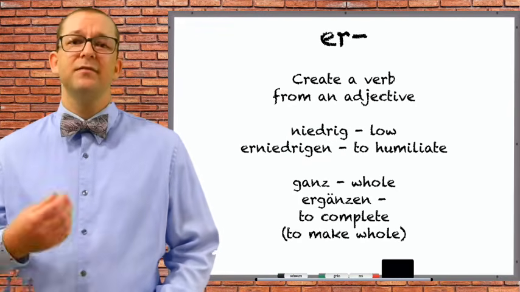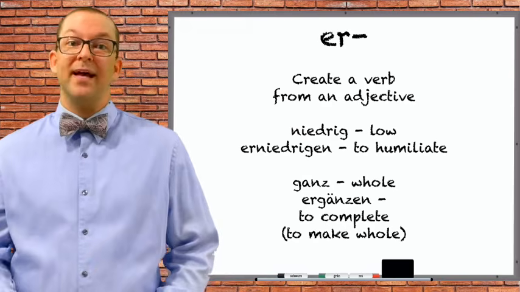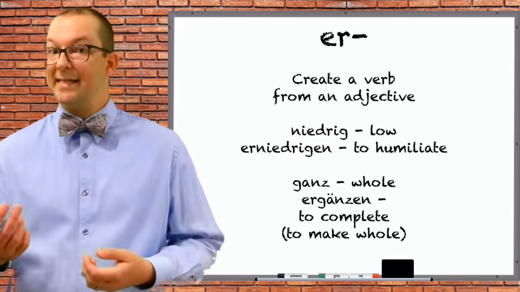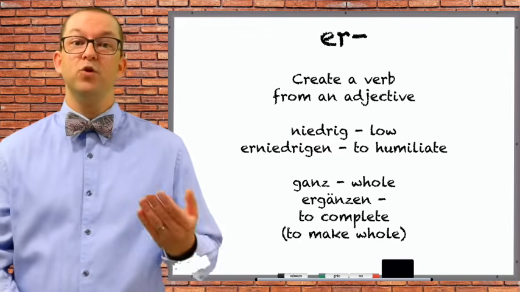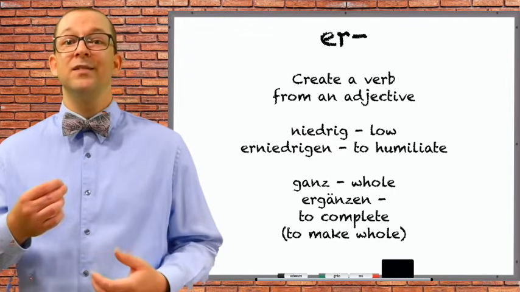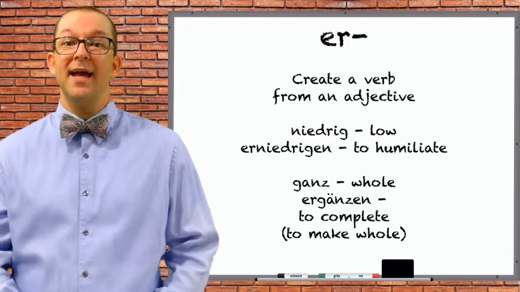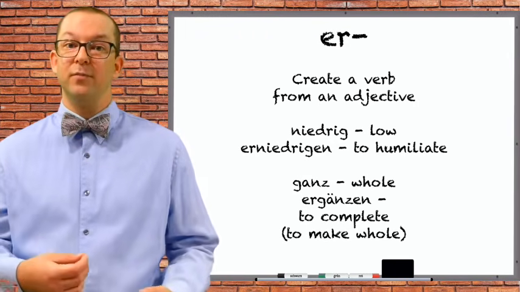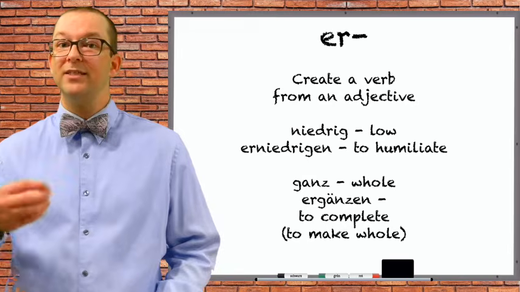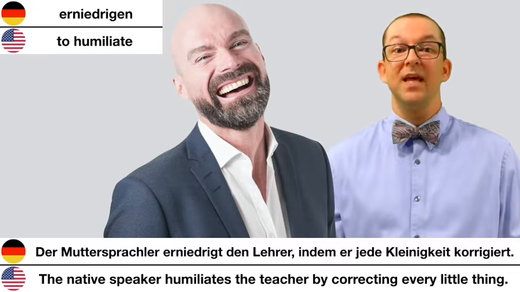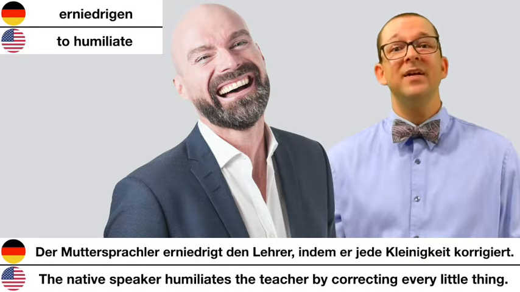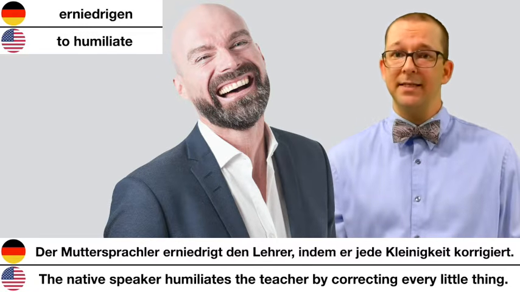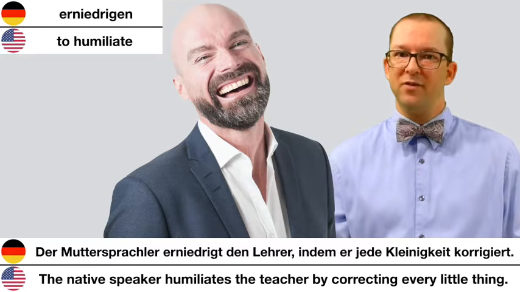For example, the adjective niedrig means low. When you add the prefix er and the requisite en at the end to make it into a verb, it becomes erniedrigen, which is to humiliate, literally to make someone low. As I mentioned before, er initiates the action of the verb, so that means that this verb is literally starting to take someone low. Der Muttersprachler erniedrigt den Lehrer, indem er jede Kleinigkeit korrigiert. The native speaker humiliates the teacher by correcting every little thing.